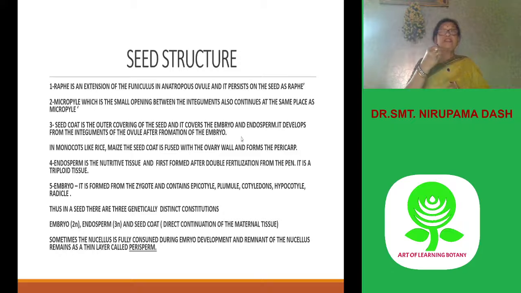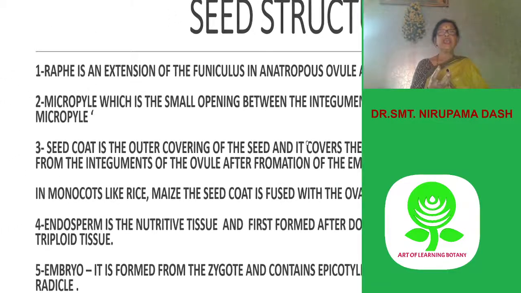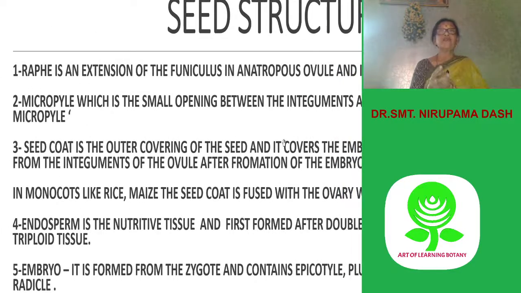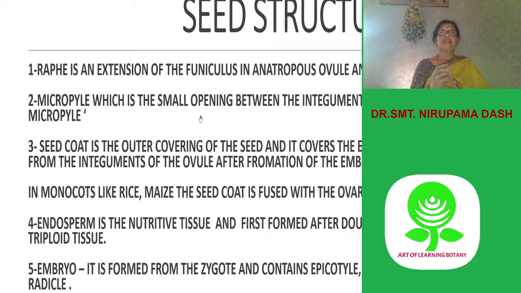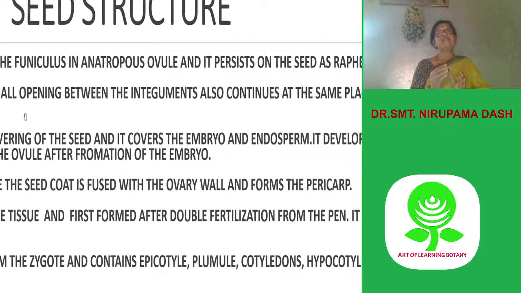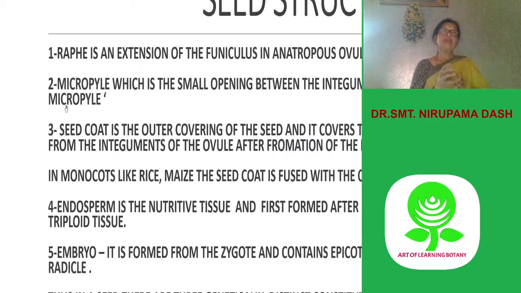Let us come to the detailed structure of seed. We will find the raphe, which is an extension of funiculus in anatropous ovule, and during the development this raphe remains on the seed surface. Micropyle is a small opening between the two integuments, and it remains at the same place on the seed as micropyle.